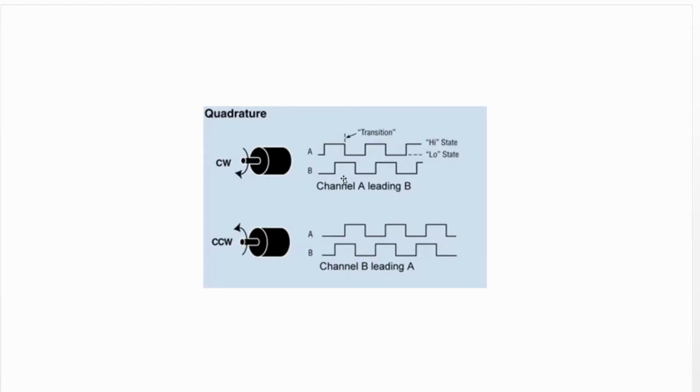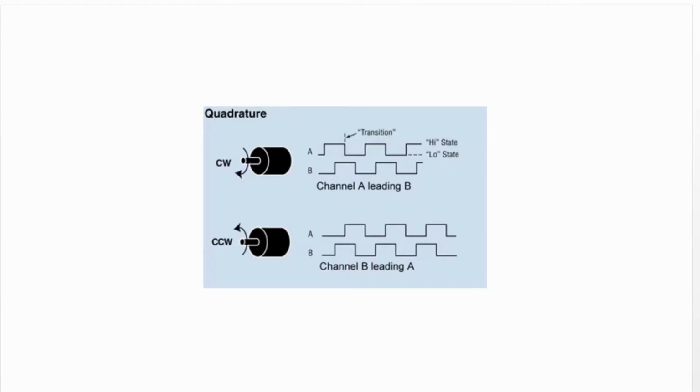So here's just a little diagram of that. You see up here, when the A channel rises first, that means that for this particular encoder and the way that it's wired, it's going clockwise. And here B rises first, and that's the way that you can tell that it's going counterclockwise. There's a whole bunch of videos and information on YouTube on how a quadrature encoder works. I'm not going to go into that.